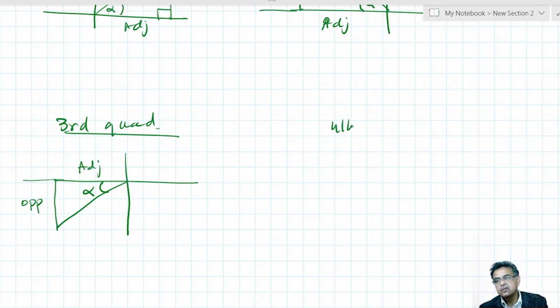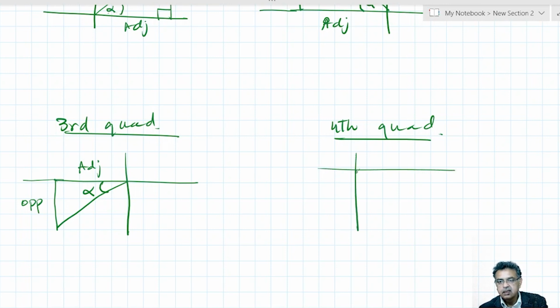And now finally in the fourth quadrant, if the line is in the fourth quadrant, then what basic triangle can we make? This is alpha, this is opposite, and this is adjacent.